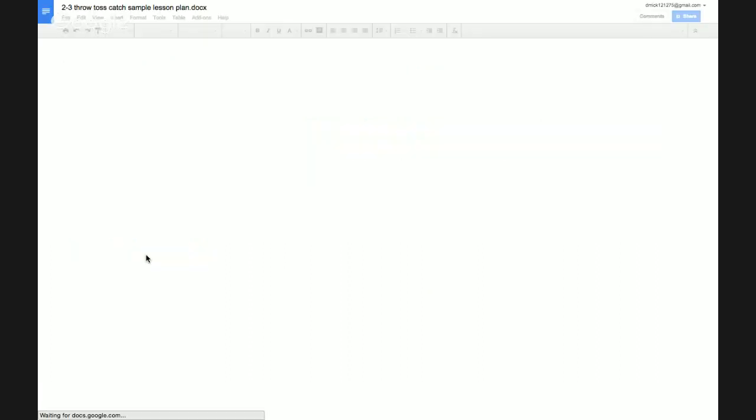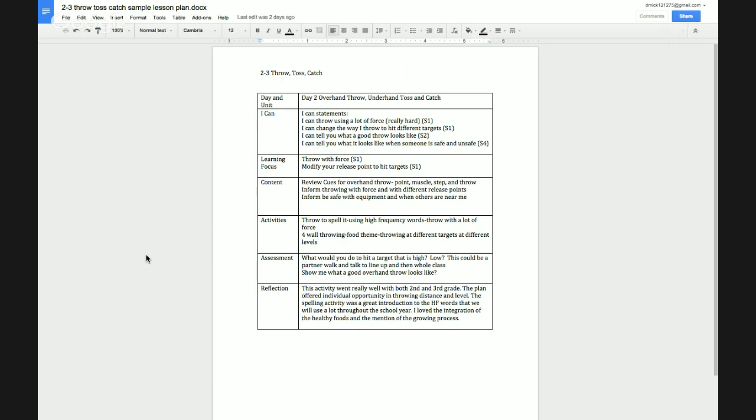So I'm just going to pull this one up to show you that there are basically the same things in there. The day in the unit, the I can statements, their learning focus specific to this day, the content, the activities. The activities in this one are kind of neat, incorporating some spelling, high frequency words that I get from their classroom teachers, and also a 4-wall throwing game that I did. It had a food theme, throwing at different targets at different levels, but it also incorporated how that food is grown and what heights that food grows to. Of course, they were fresh fruits and vegetables because that's what grows like that.